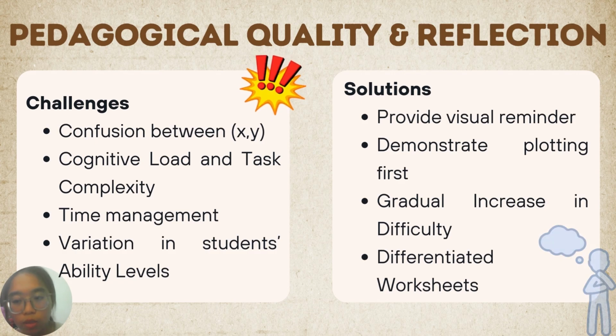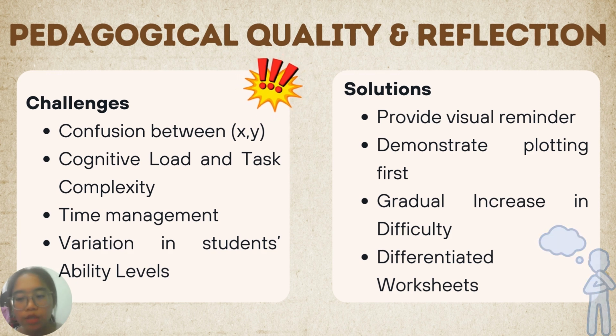And the second one, cognitive load and task complexity. If too many coordinate points are introduced at once, students may experience difficulty processing instructions and maintaining accuracy. The next challenge is time management. Time management could be tricky if one of the students does their part out of time. And the next one, variation in students' ability levels. Mixed ability students may progress at different speeds, affecting pair collaboration and overall task completion time.